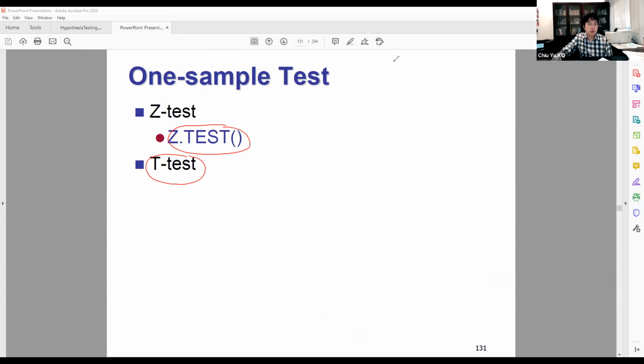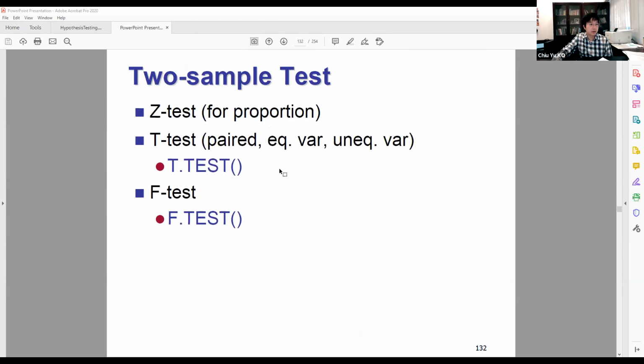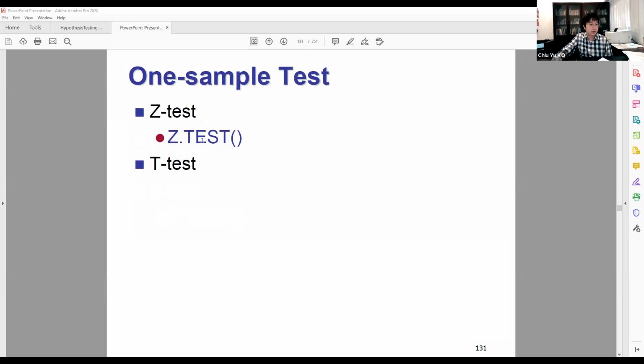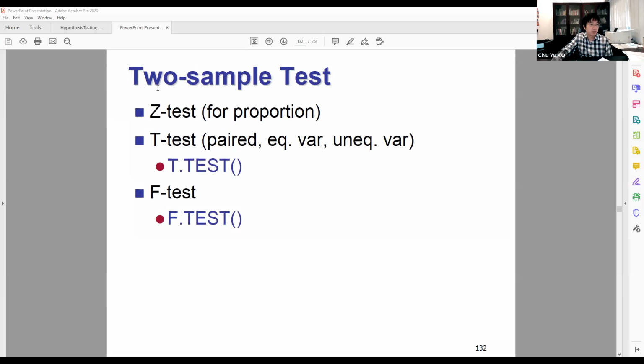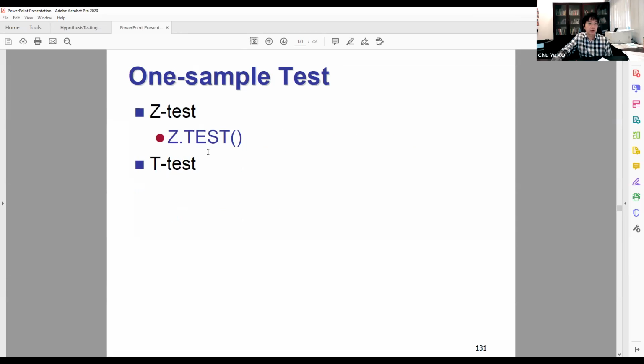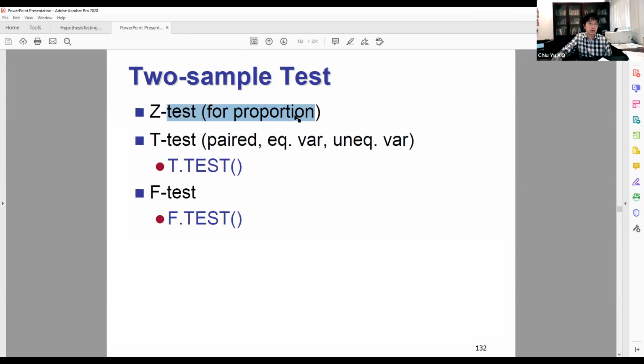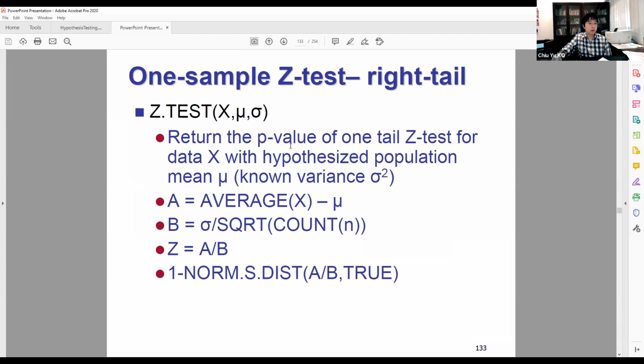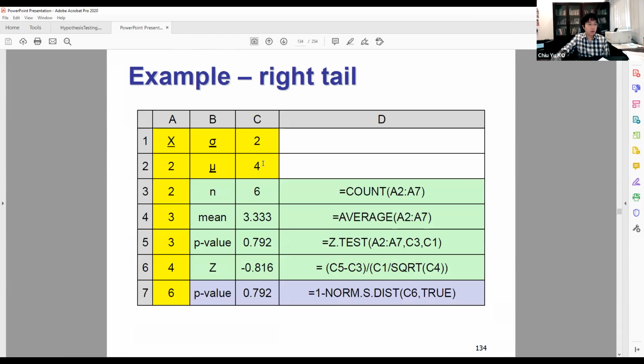Let's see what we have in our slide. So we had one sample and two sample. For one sample you use Z, you don't have the T here. And for the two sample, you have the T test, F test, but not for the Z. But for Z, you can just follow the one sample, because they're the same. Okay, so let's forget about this and go directly to the question.